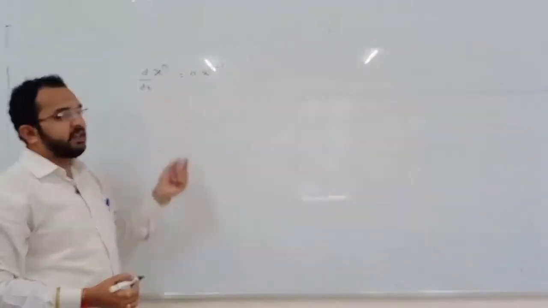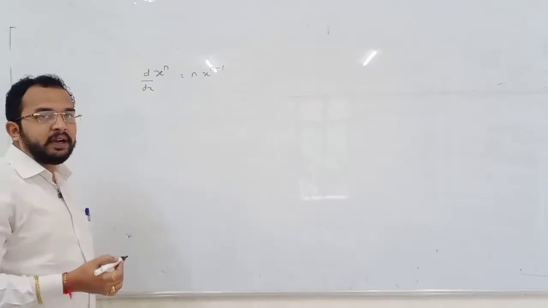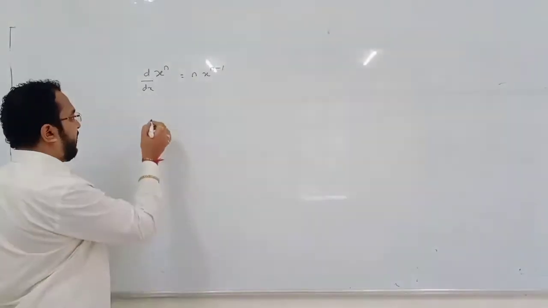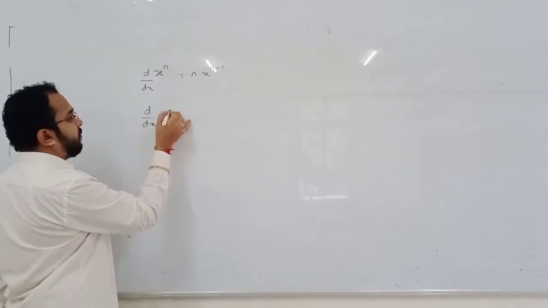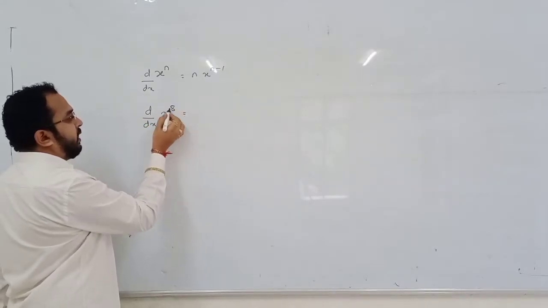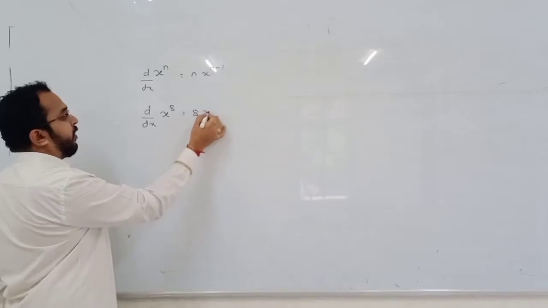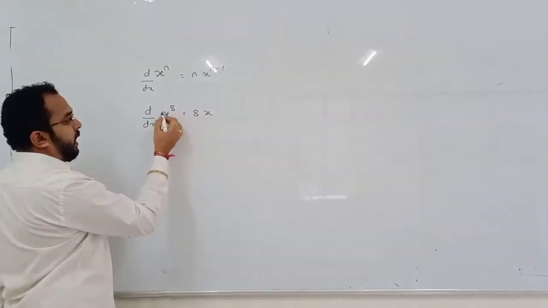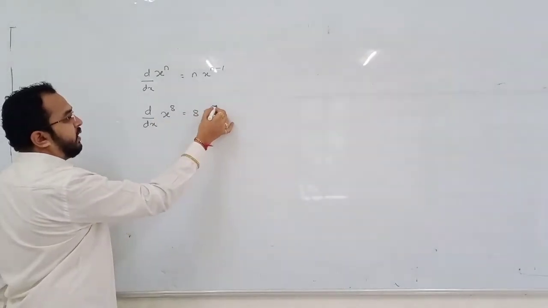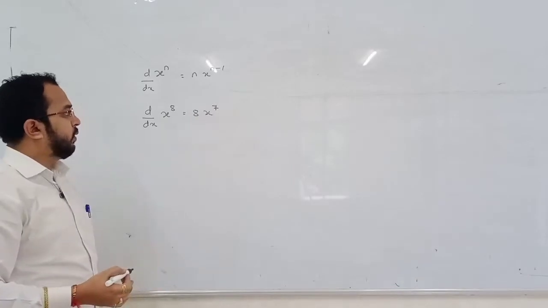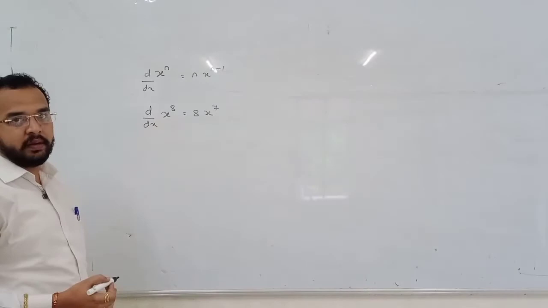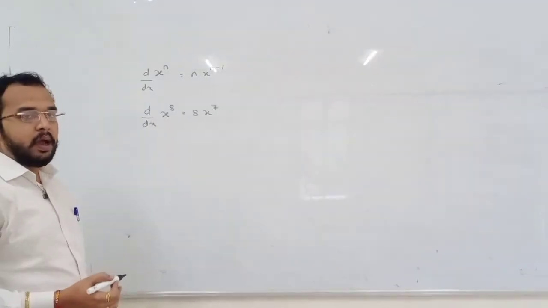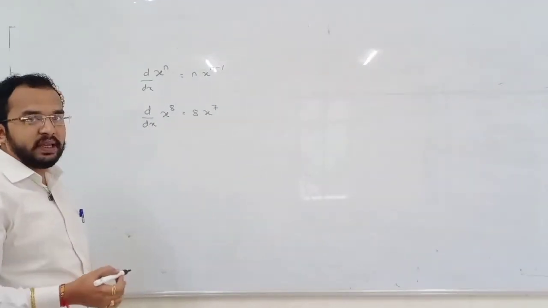But in place of x, suppose something different is there. For example, d by dx of x to the power 8 will be: take the power in the numerator and reduce the power by 1. So 8 minus 1, it will be 7. This is the differentiation if only x is here. But apart from x, if something else is there.